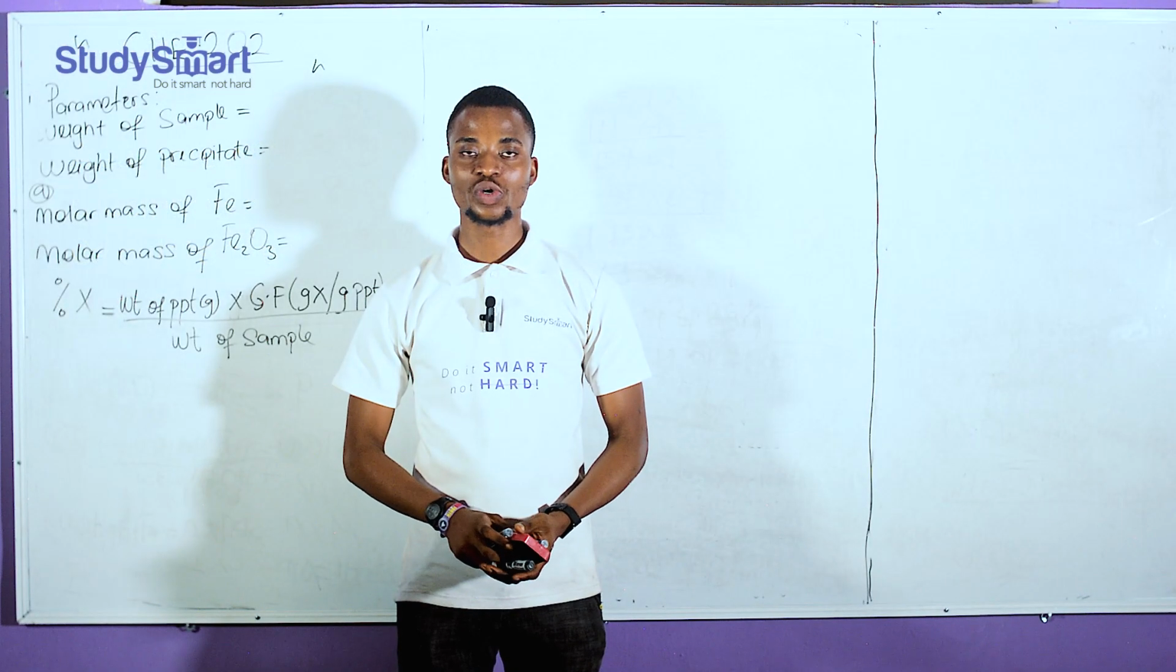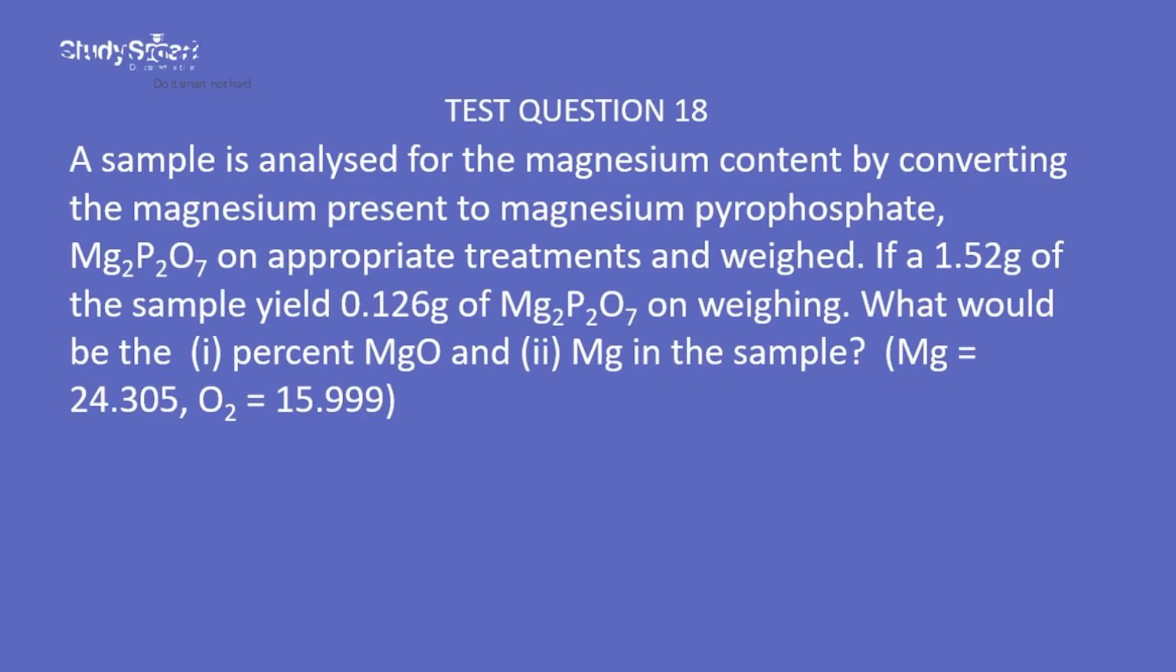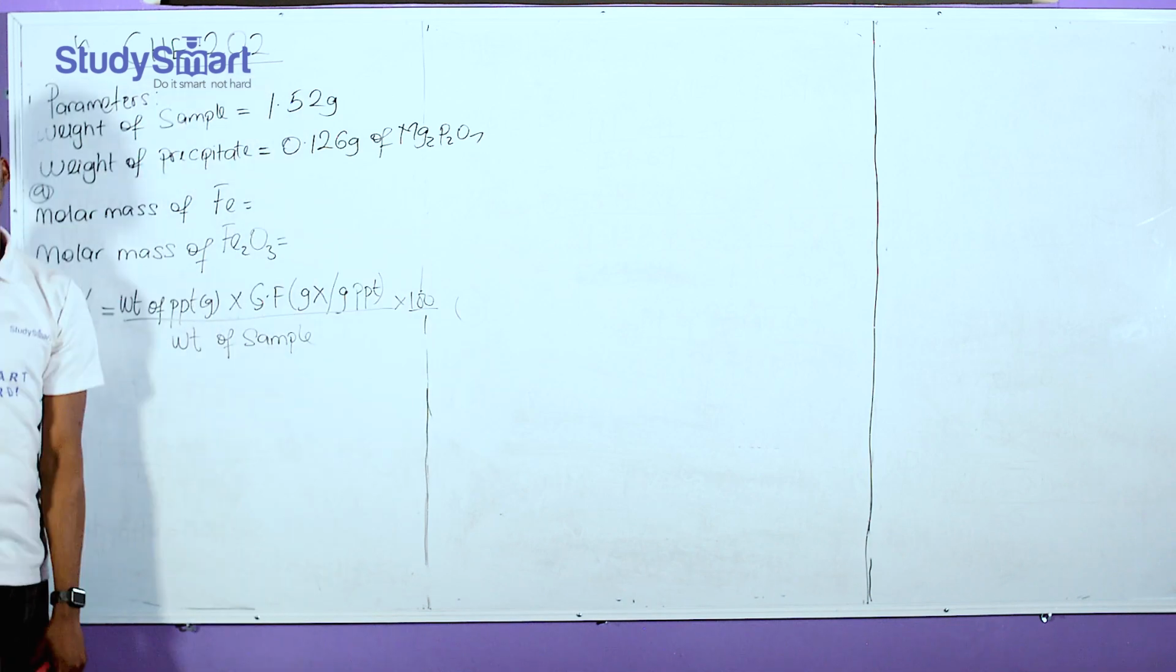In this video, we'll be looking at another example. This is actually last year's past question on gravimetry. Okay, so it says a sample is analyzed for the magnesium content by converting the magnesium present to magnesium pyrophosphate.